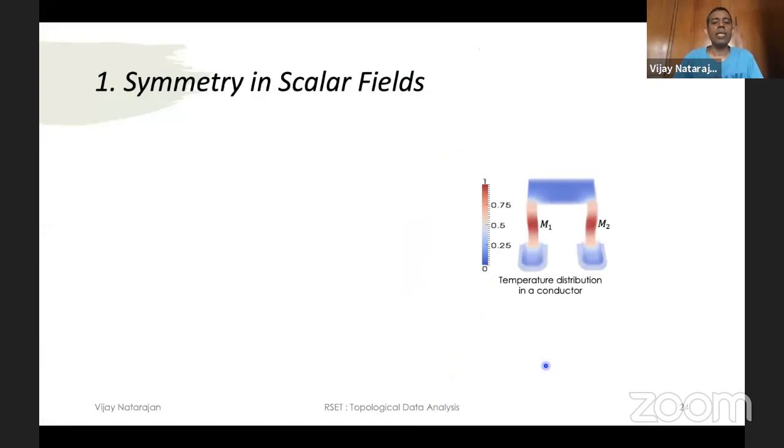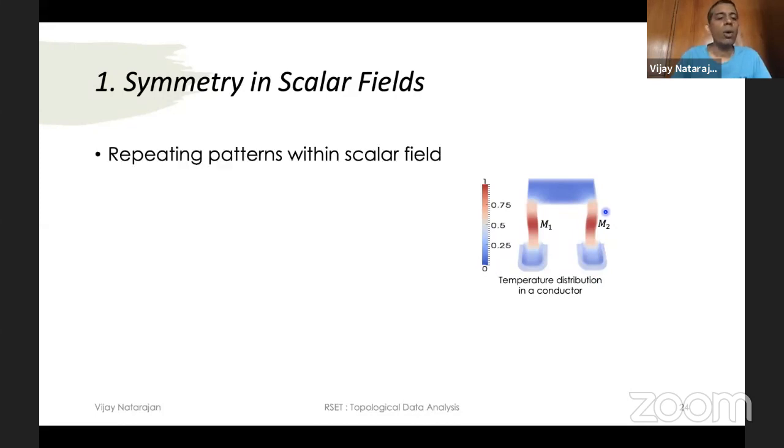Okay, so the first application is to the study of symmetry, right? So here you have a simple temperature distributed over a conductor, right? So this is a heat conductor, and temperature going from 0 to 1 is what you have here. You can see that the two legs of this conductor are symmetric copies of each other. So their geometry is the same, but the temperature distribution is also the same, right? This is what we want to capture.